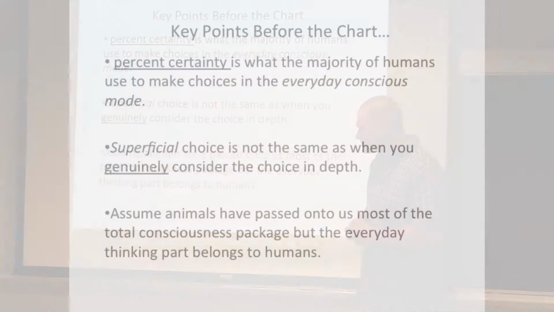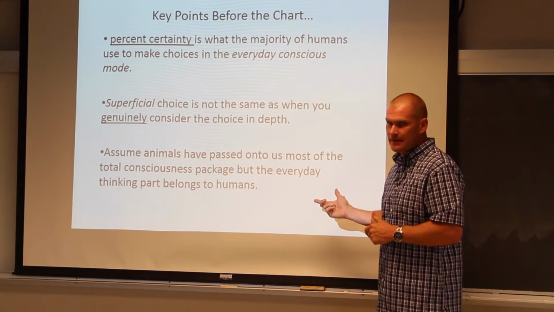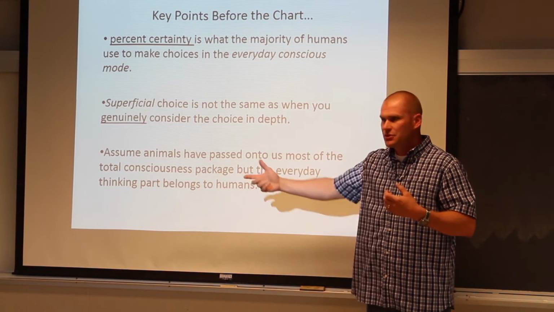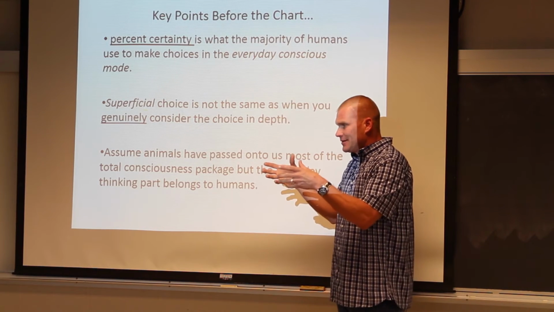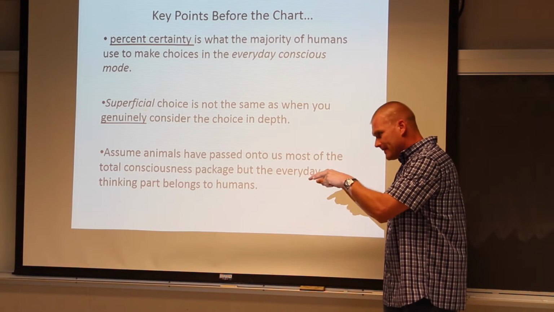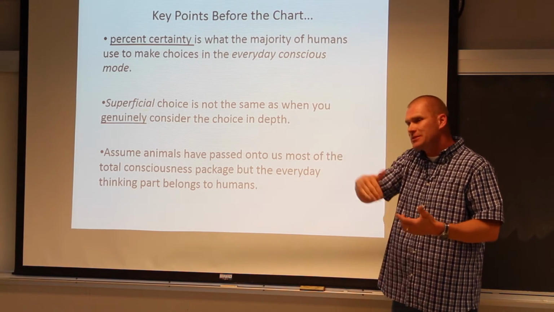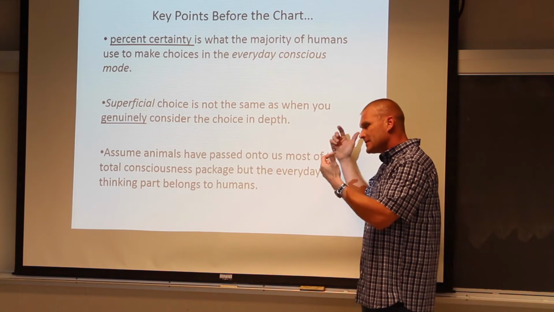The next point. Assume animals have passed on to us most of the total conscious package, but the everyday thinking belongs to humans. So what this is really trying to point out is this concept of some type of evolution taking place. And what we look at, in this case, is the biological system in front of us. What are the capabilities of it compared to the previous, what biologists might say are jumps? You have a single cell, you got multicellular mammals, and then here comes humans.